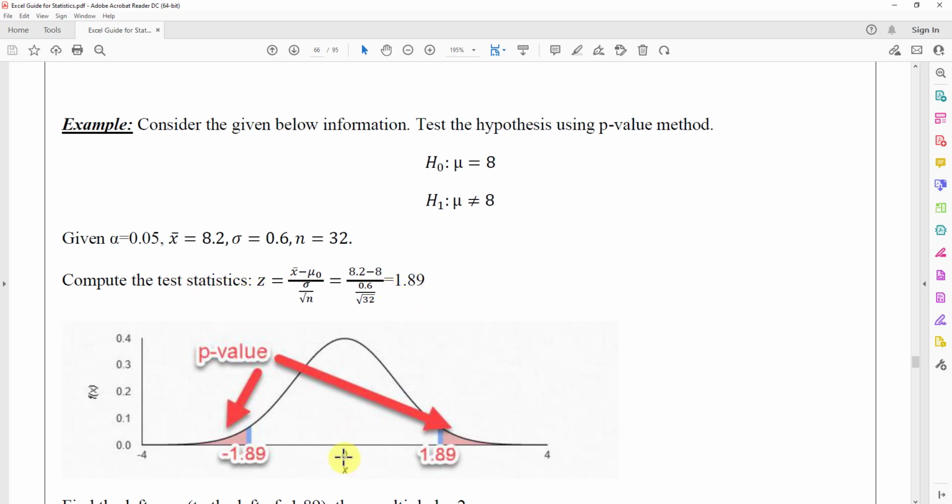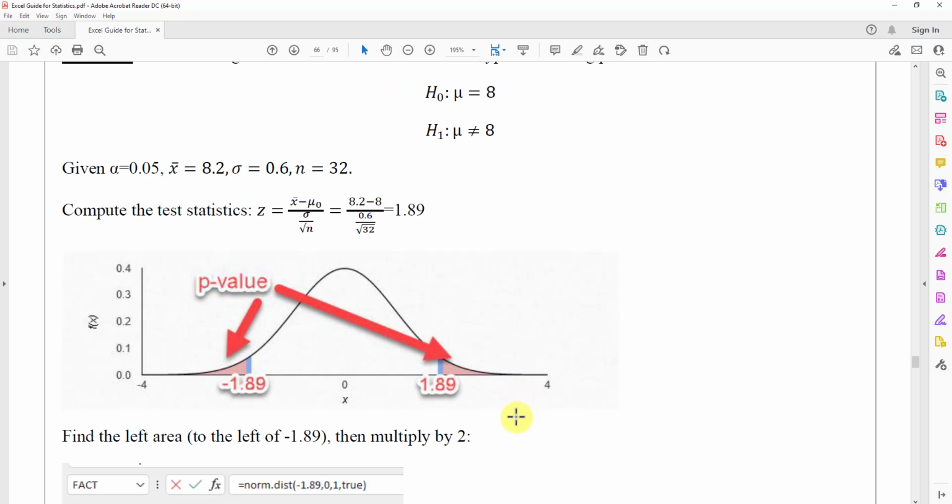We know the 0 is always in the center, so 1.89 is to the right of that 0. And because this is two tails, there will be another minus 1.89 on the left side because they are symmetric. So the p-value is simply the sum of this area and this area added together. Or you just find the area of one of them and then double it, or multiply by 2. So let's just find the area to the left of negative 1.89.